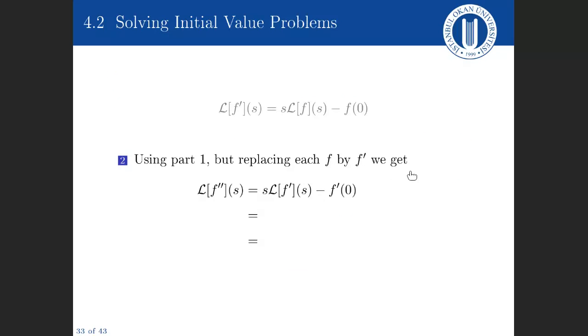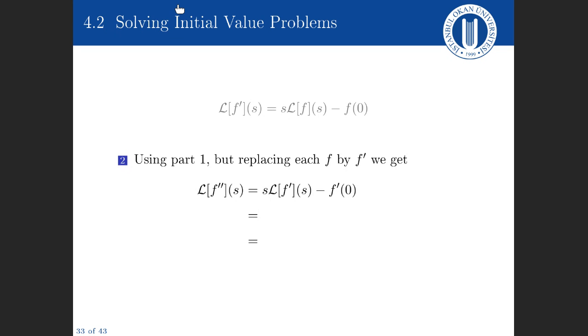Now I want to prove the formula for the second derivative of f. I'm going to use the first formula, the formula I've just proved. But every time I see an f, I'm going to replace it by f prime. So instead of the Laplace transform of f prime, it's going to be the Laplace transform of f double prime, which is equal to s times the Laplace transform of f prime, minus f prime of 0.